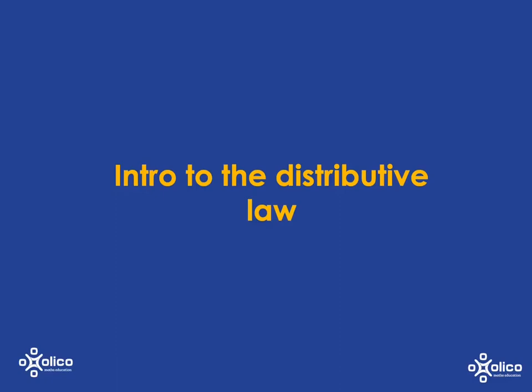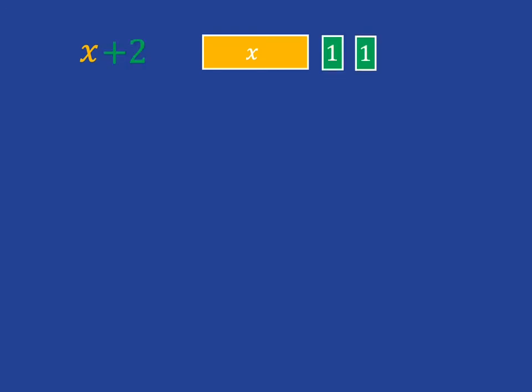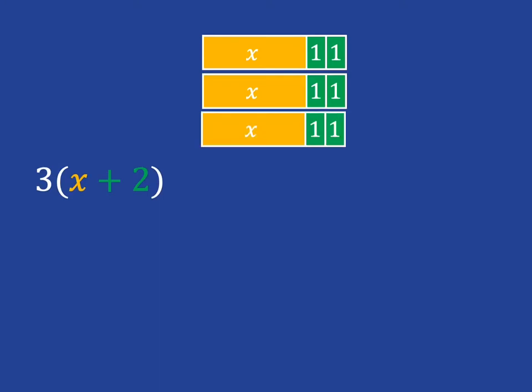Let's start to have a look at the distributive law. If we take x and then add 2 1s to it, we get x plus 2, which we can think of as one thing looking like this. X plus 2 is that one thing. Now, if we want 3 lots of that x plus 2, we want 1, 2, 3 of those x plus 2s. What's that going to be equal to?